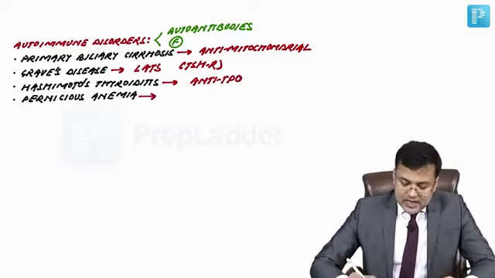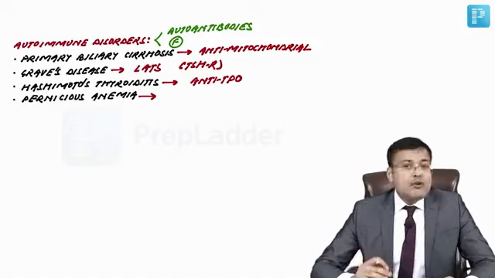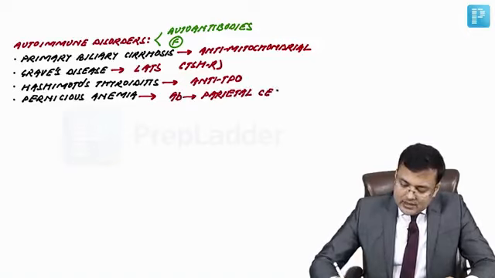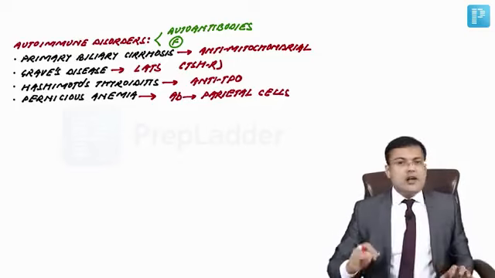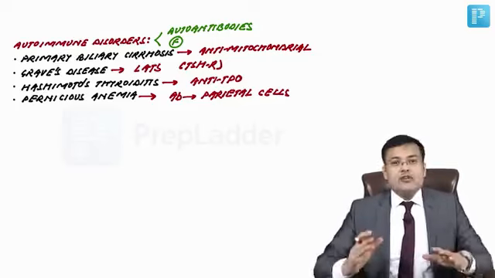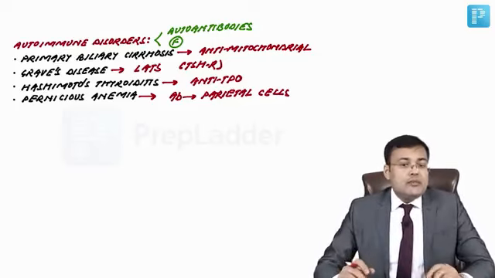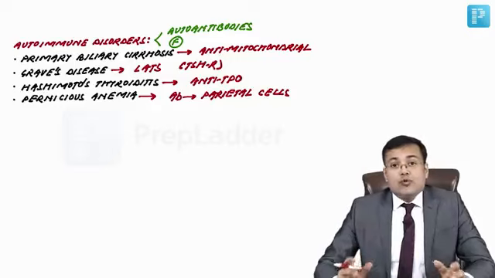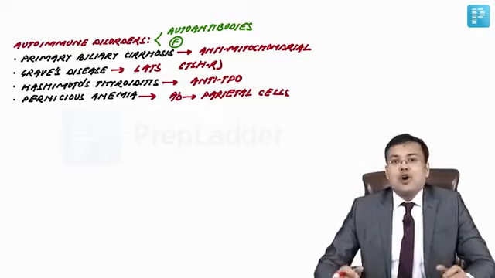And in pernicious anemia, the autoantibodies are against which cells? Autoantibodies against parietal cells. Simple. So see, out of primary biliary cirrhosis and primary sclerosing cholangitis, which one is autoimmune? Primary biliary cirrhosis, and it is more common in females. Primary sclerosing cholangitis is more common in males.